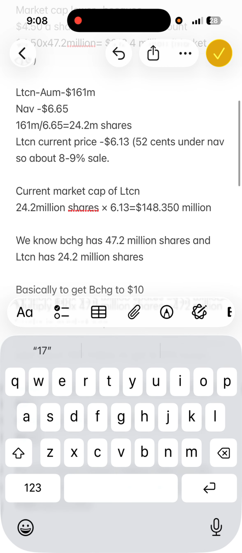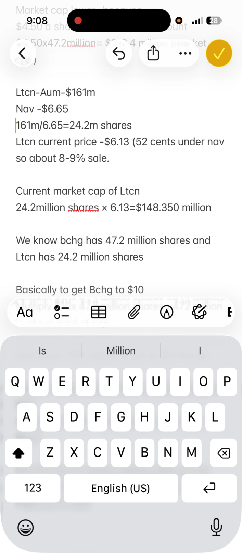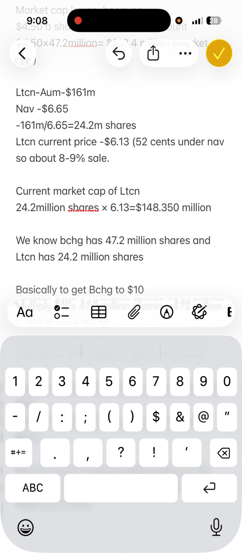If you look at LTCN on the Grayscale website, it says that the AUM, which is the assets under management, is $161 million. And the current NAV price of it is $6.65. So in order for us to find out how many shares there are, I'm going to take this 161 million divided by $6.65, which should give you 24.2 million shares. So 24,200,000 shares of LTCN.